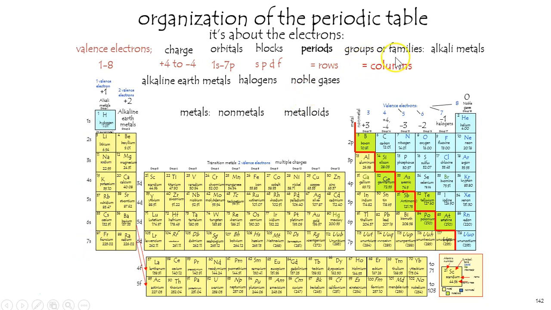The groups or families are the columns, and some of them have some common names, including Group 1, the alkali metals, Group 2, the alkaline earth metals, Group 7, the halogens, Group 8, the noble gases, and there they are. Fine. Just some common names.